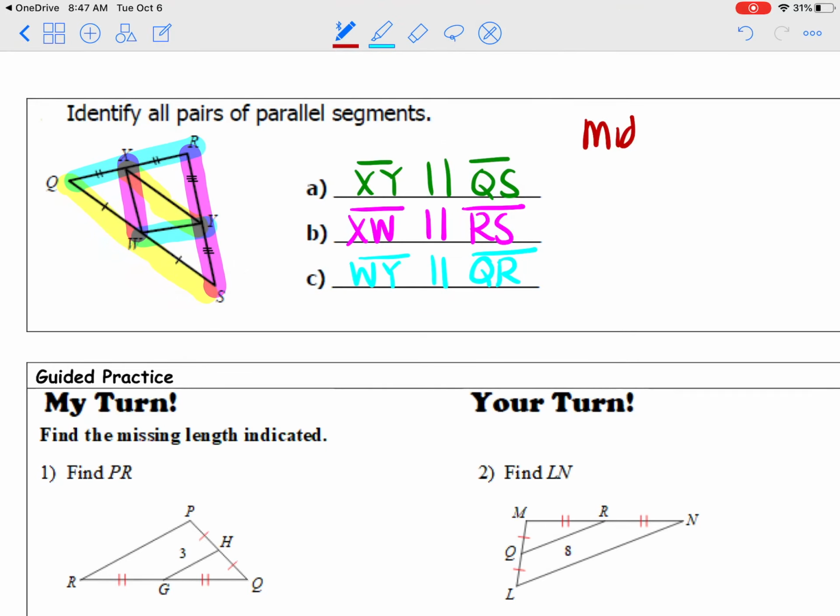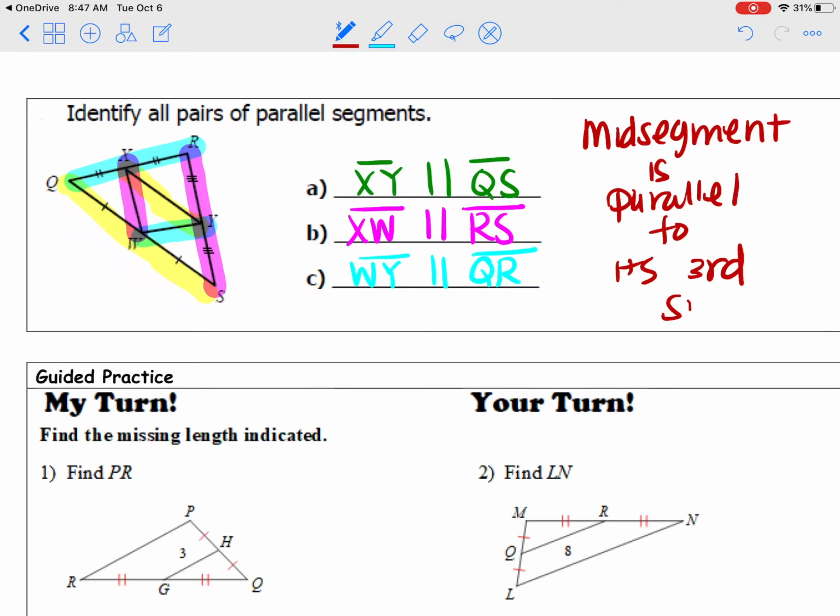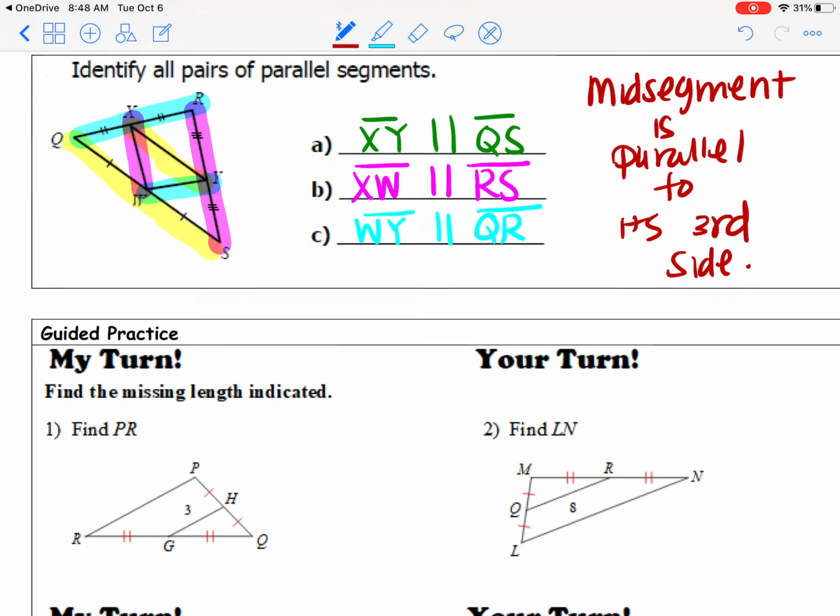So the midsegment, super important here, is parallel to its third side, to the third side of the triangle.